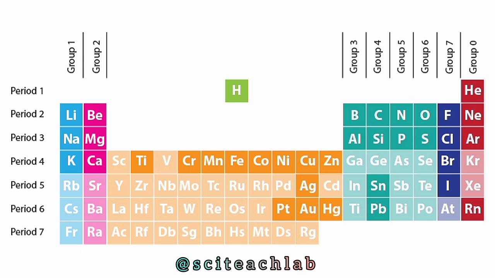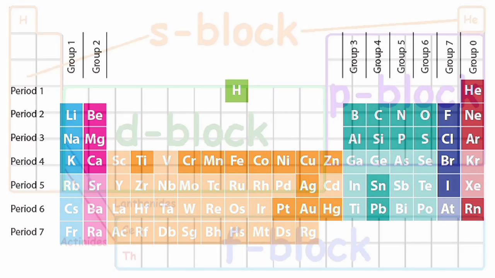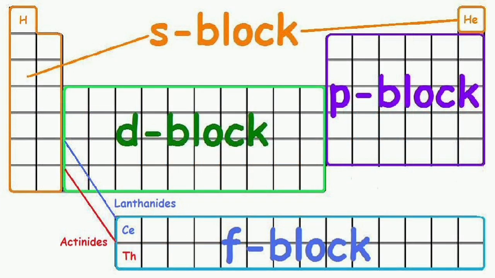Now in the periodic table, we can also see electronic configuration. What I mean is the S, P, D, and F blocks.